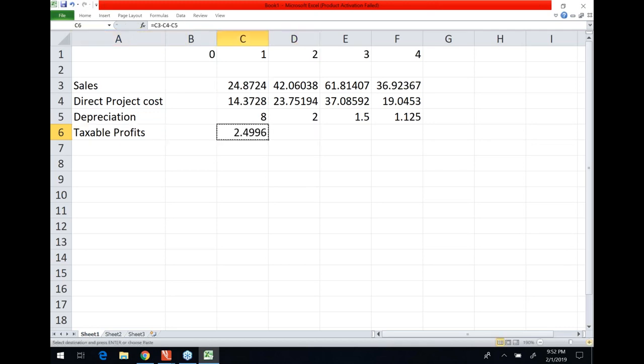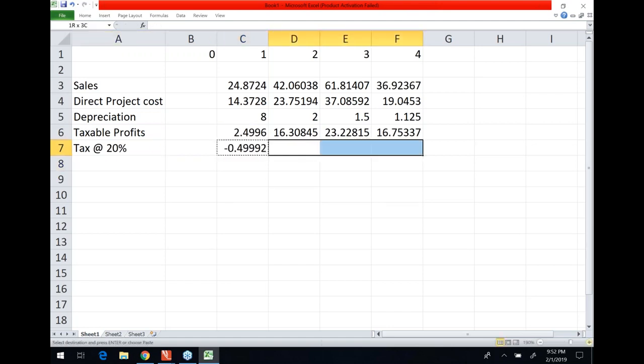So we have the taxable profits for the various time periods. Then you have got tax at the rate of, what is the tax rate? The tax is at the rate of 20%. So this is actually going to be this multiplied by 0.2. So this is what the tax is going to be. Then you have got the depreciation, which needs to be added back because it's a non-cash item.